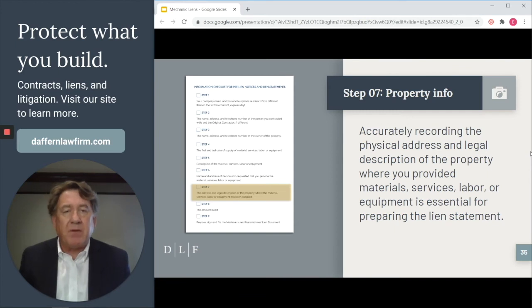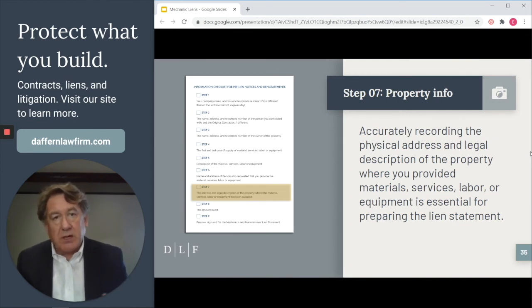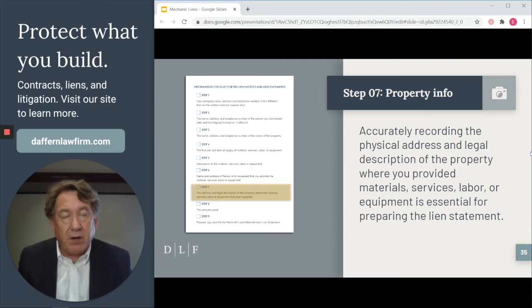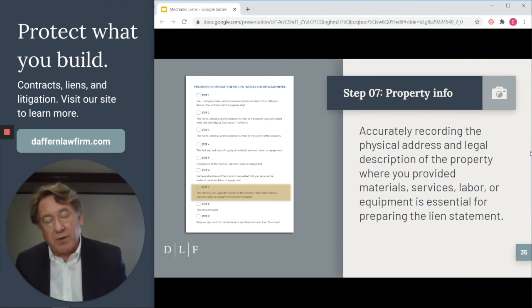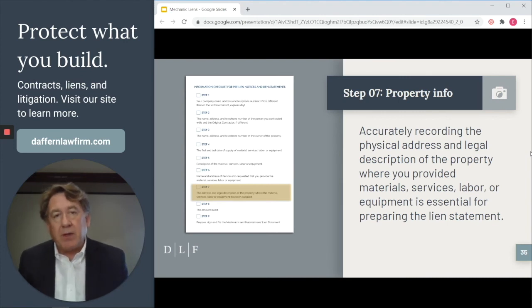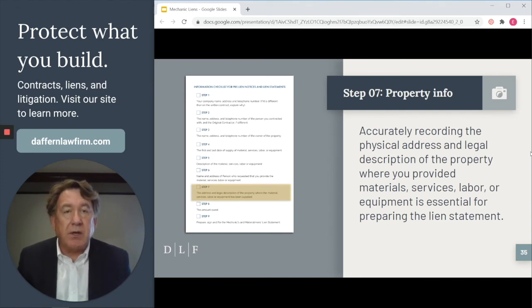Having property information that is absolutely correct is important to be able to accurately prepare your mechanic lien or your pre-lien notice. So again, you get your physical address, and then you get a legal description, and you put those in your checklist. And again, simply download it into a file. You can put it on your computer digitally, or you can have a copy of the deed or the title report or the county assessor's office report and put that into your file and give that to your lawyer to let him or her help you prepare the pre-lien notice and the mechanic lien.